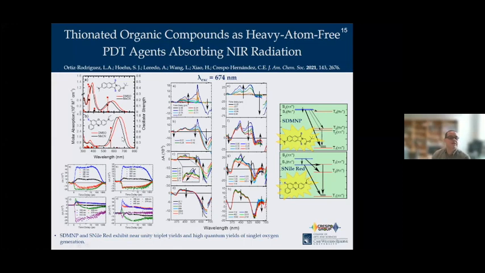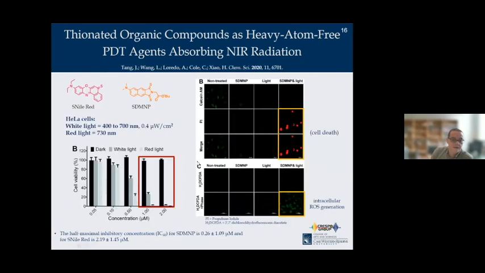These two molecules, as you can see, both absorb in the near IR, and they populate a highly reactive triplet state. Most of the population goes in both molecules to the triplet state. The singlet oxygen yield is high, and so they have the potential to be good photosensitizers. Again, heavy atom-free photosensitizers.